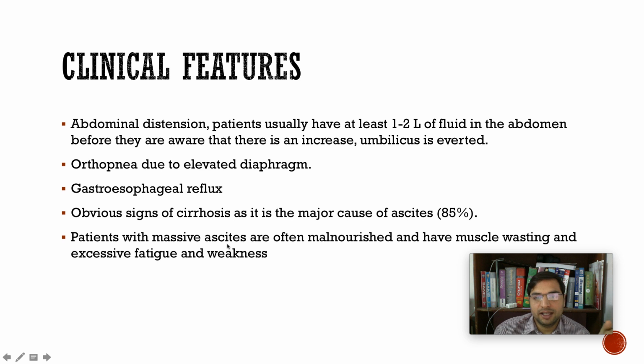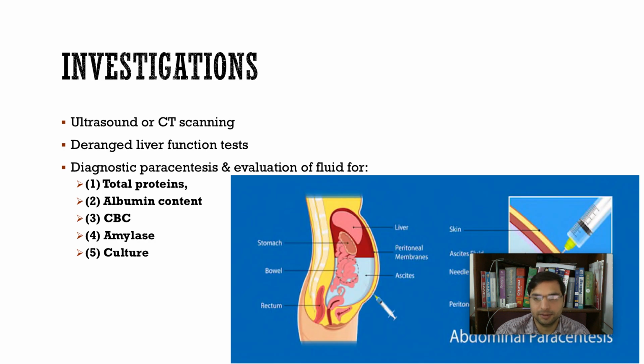Patients with massive ascites are often malnourished. They will be thin and emaciated, just like in the previous picture. You can see the person will be thin and emaciated, and they will be malnourished. Muscle wasting will be there. Excessive fatigue and weakness will be there.